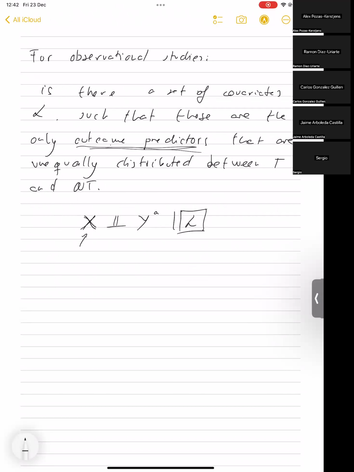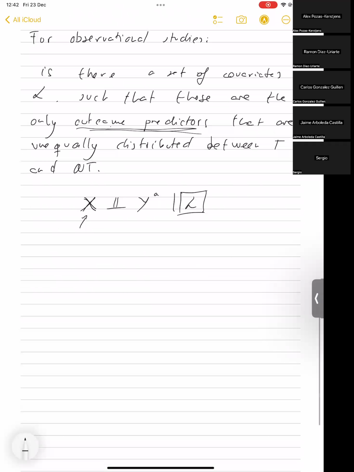These variables that are predictors of the outcome and that are also unequally distributed between treated and non-treated are the so-called confounding factors. So the variables L are the confounding factors. And this is the reason why, when doing a medical study, we always try to adjust for the possible confounding factors.